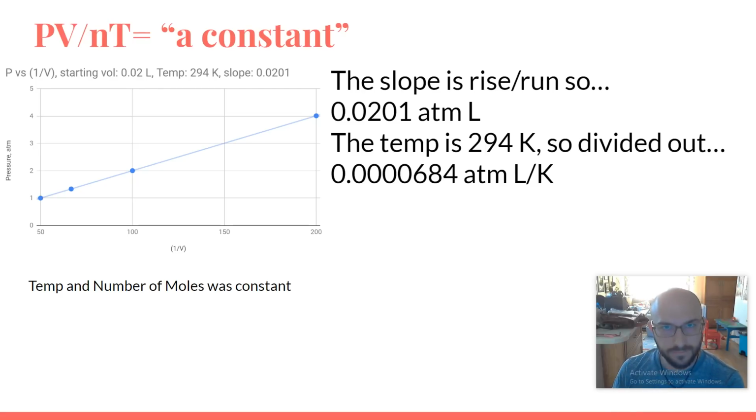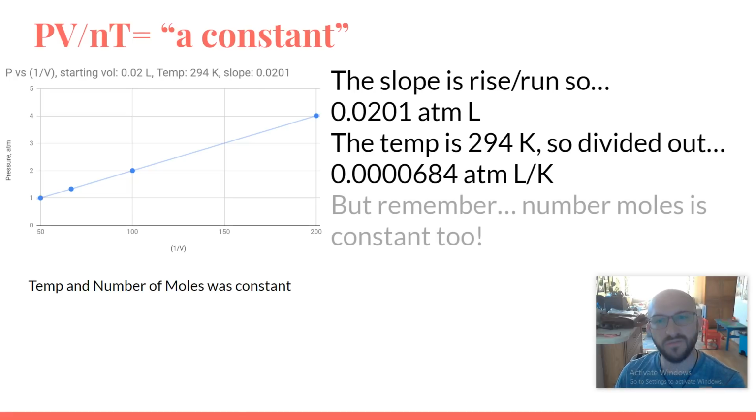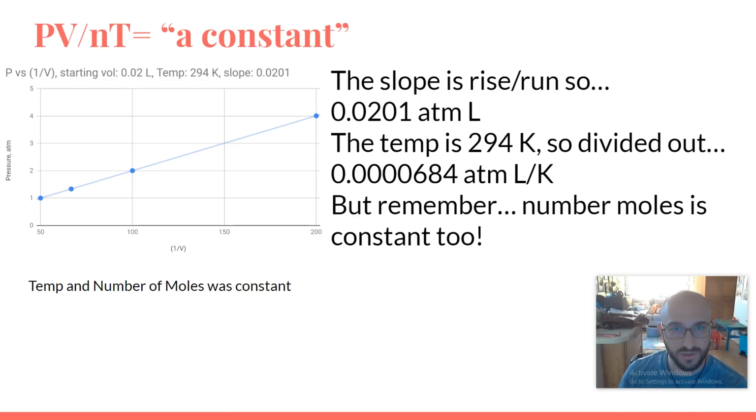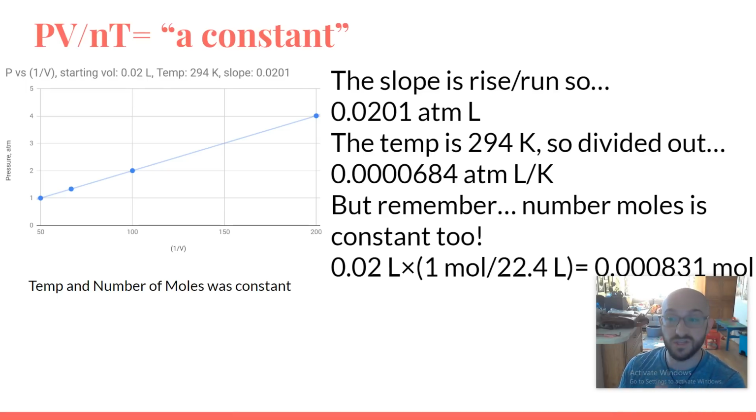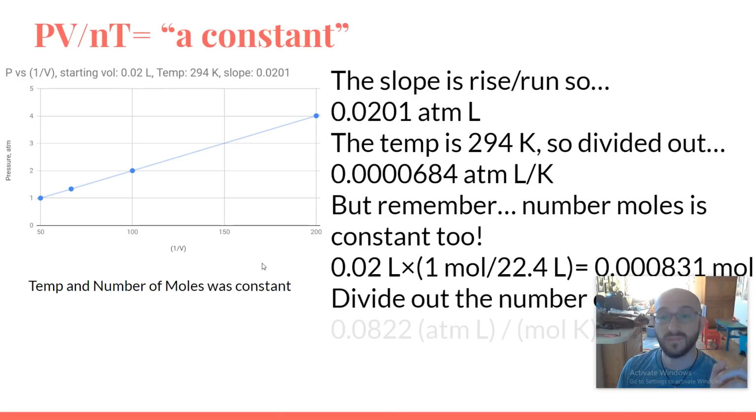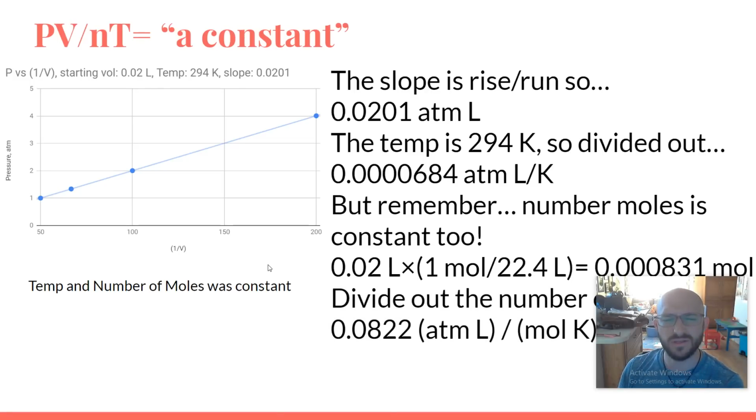Because that number also has the number of moles. So when I divide out the number of moles that were involved, okay, well, wait, so if it's 22.4 liters per 1 mole, and I have 0.02 liters, that means I have 0.000831 moles. If I divide that number out, I get 0.0822 atmosphere liters per mole Kelvin.